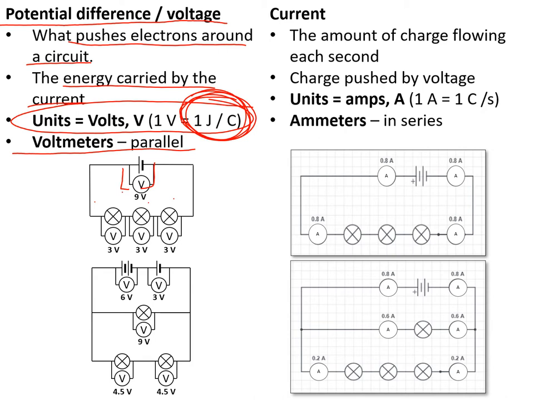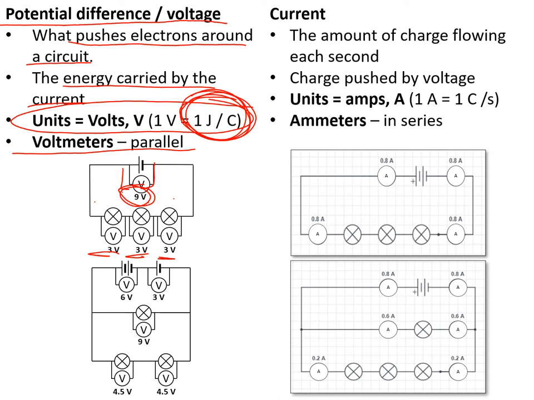Look at the way that voltage changes in a series circuit. So if we look at this 9 volts supplied by the battery, it becomes 3 volts at each of the lamps. So voltage gets shared out in a series circuit, but on a parallel circuit it does not.